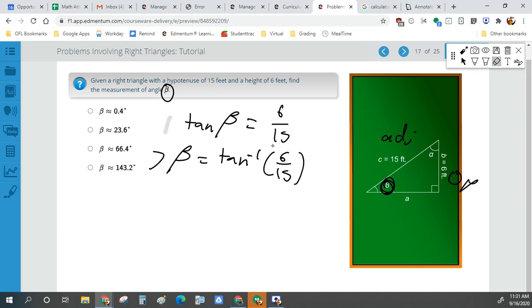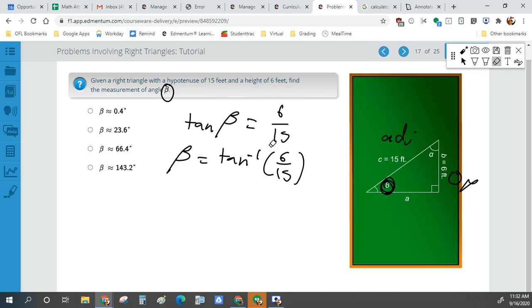So the inverse is not the same thing. Tangent inverse is not the same thing as cotangent. I just wanted to make that clear. Tangent inverse takes a fraction and spits out an angle. Cotangent still takes an angle, but it spits out the opposite thing. It spits it out flipped over.